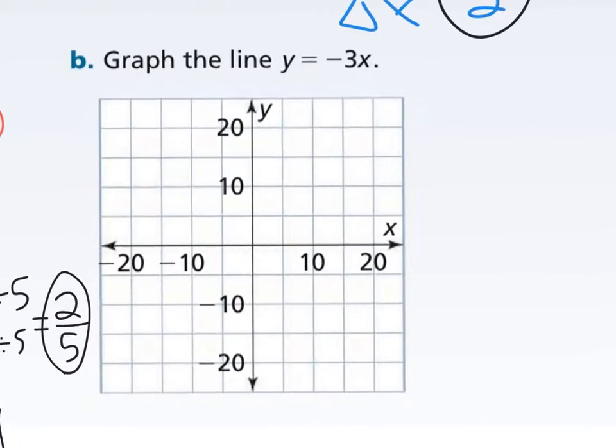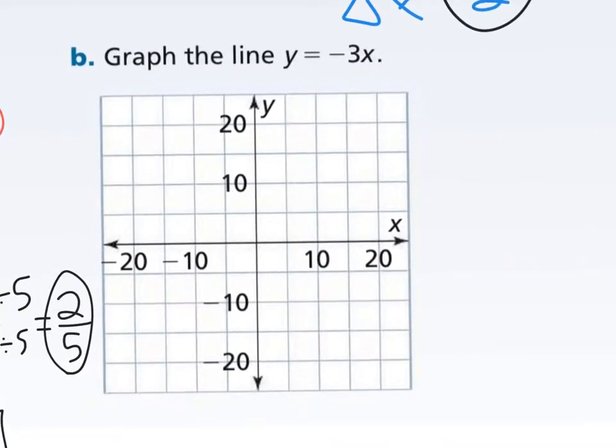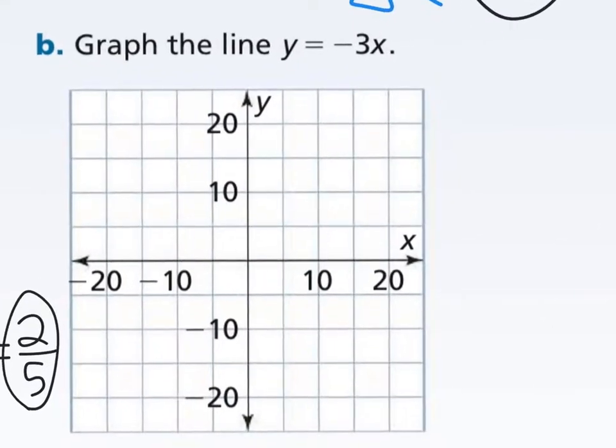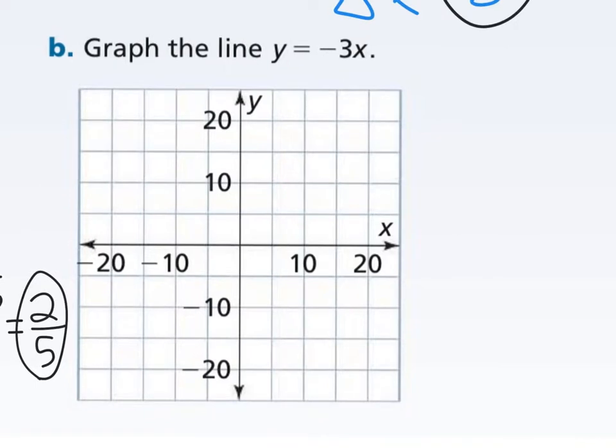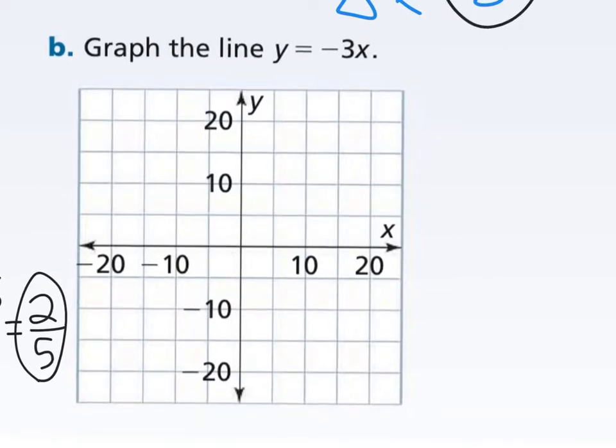So part B, they want us to graph the line y equals negative 3x. This is kind of a little different viewpoint for us. They're giving us the equation and asking us to graph it, instead of graphing it and asking us to give them the equation. It's kind of backwards.